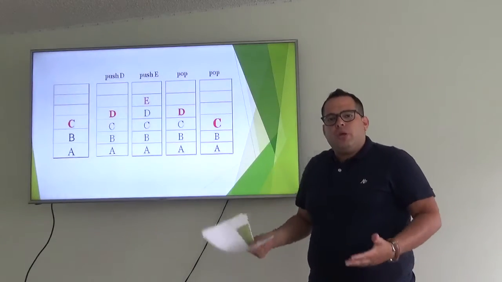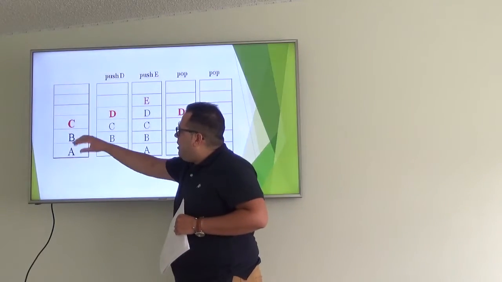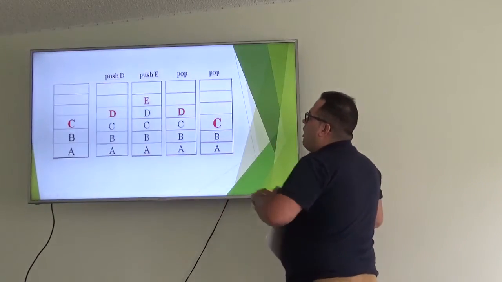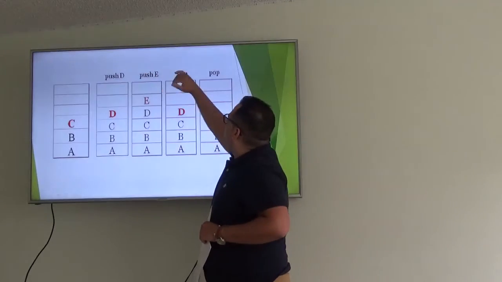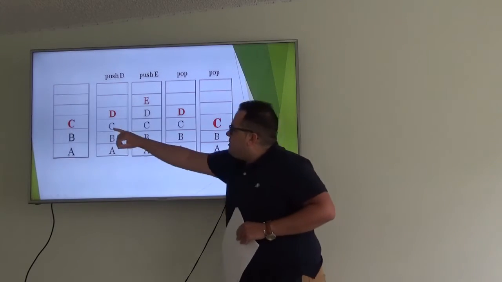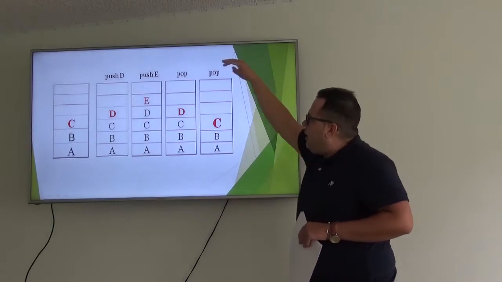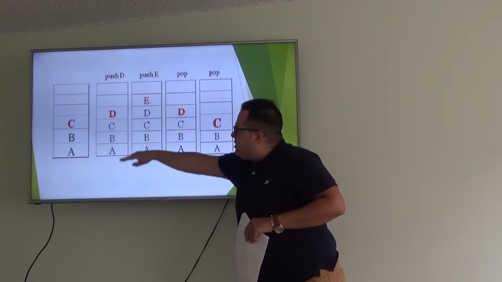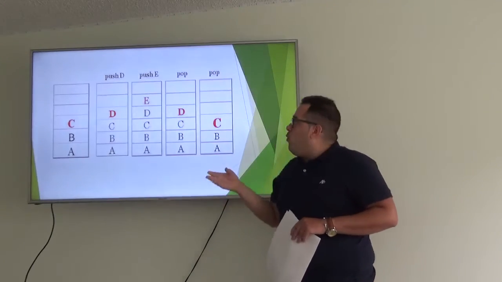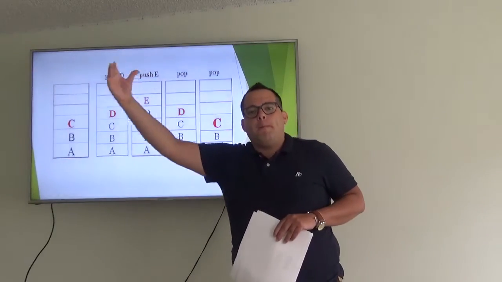Let's do a simple demonstration of what we are talking about. We have this stack with the elements C, B, and A. For example, we have push D, push E, pop, pop, pop. Let's check C, B and A. If we want to add the element D to this stack, we must call the method push. If we want to add the element E, we must call the method push.